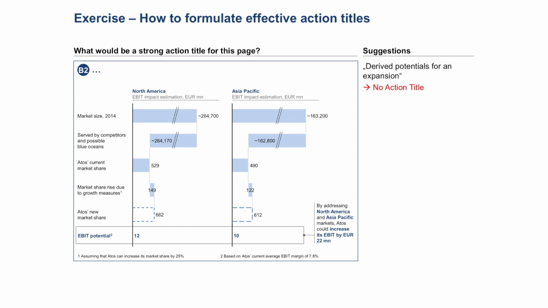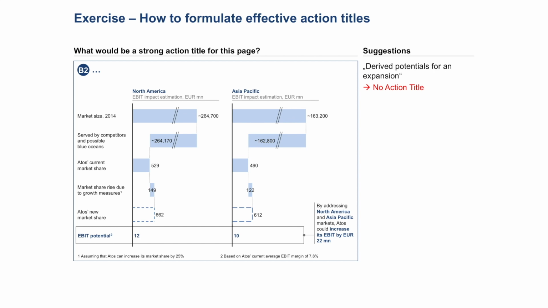And so here I would argue, no, this is not a good action title. Why not? Because actually it doesn't really fit the definition. Basically, it's not a full sentence. It doesn't give you the key message of this page in the title. It just tells you that this is a title that has something to do with derived potentials for an expansion.